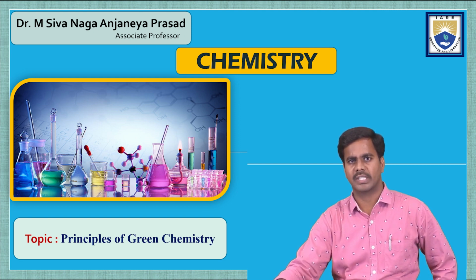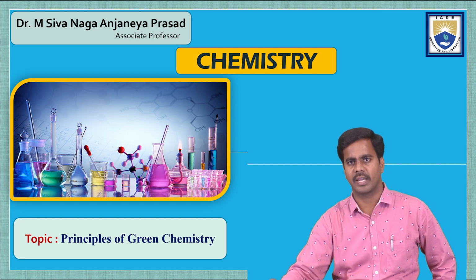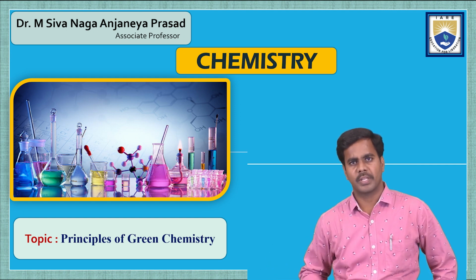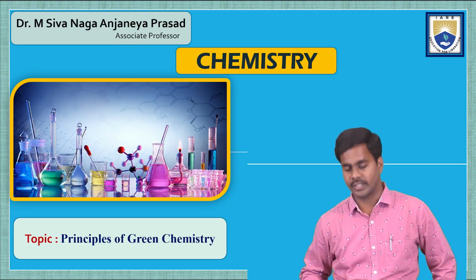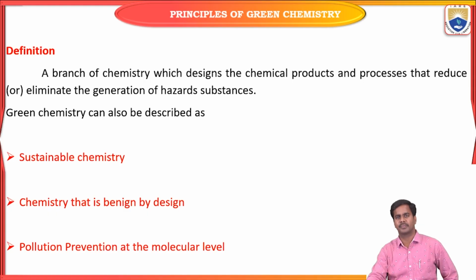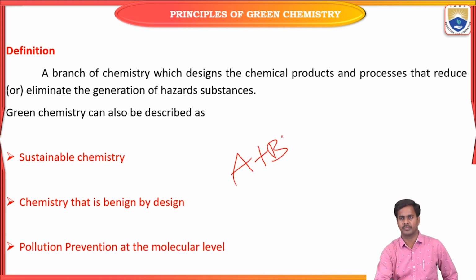Today, we are going to discuss the principles of green chemistry. Before going to the principles of green chemistry, first we should know what is the difference between chemistry and green chemistry. Suppose you take any chemical reaction by using different mechanisms of chemistry. For example, let us take a chemical reaction: A plus B gives rise to C plus D.